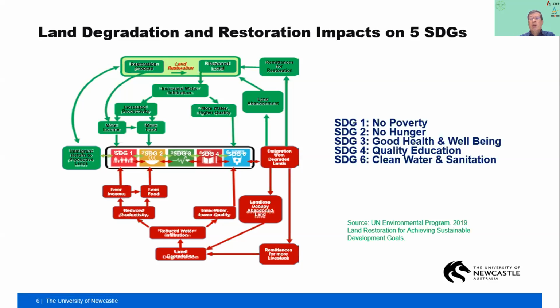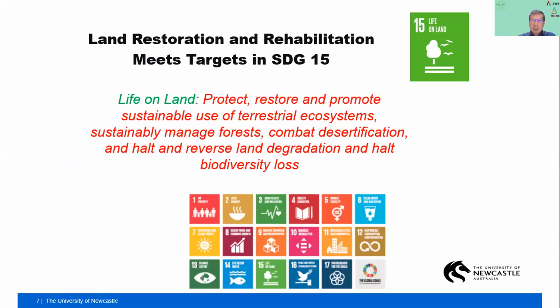The water quality is degraded and destroyed, so it will impact SDG 6. For the green parts, you can see when we restore the land, the increased water infiltration basically brings back the productivity of the land, more income, more food, and so it's reversed. So the reverse effect will impact the same SDGs, the 5 that we talk about, right? 1, 2, 3, 4, and 6. So that's what it's trying to depict here.